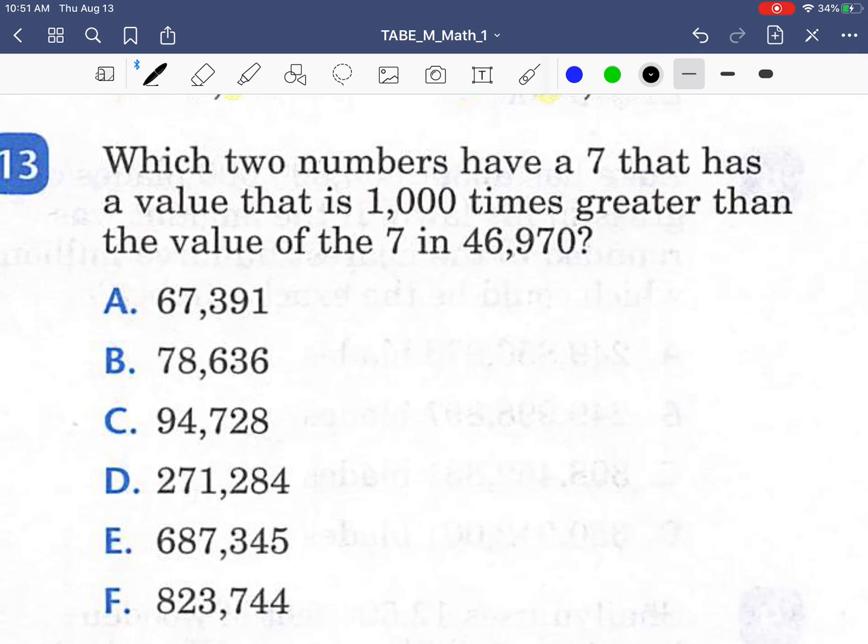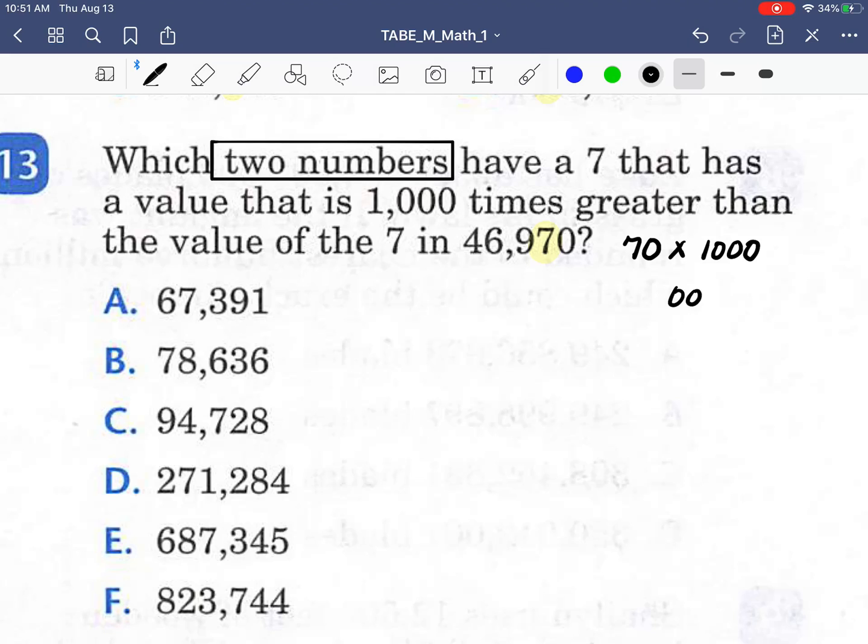Number 13. Be so very careful here. Which two numbers have a 7 that has a value that is 1,000 times greater than the value of the 7 in this number? So this is the smaller of the two. This is a 70, and we want to build that up 1,000 times. So that would be 4 zeros. 7 times 1 is 7. I am looking for two numbers that have a 7 in their 10,000s seat. That's a thousands seat. 10,000, so B is one of them. That's hundreds. D is the other one in the 10,000 seat. So that would be B and D.